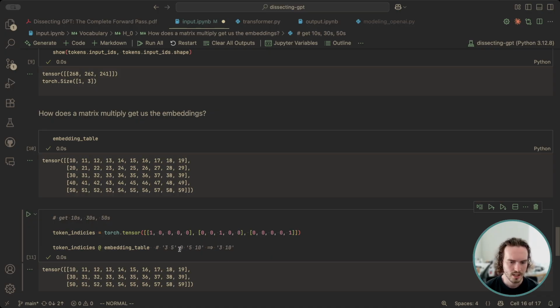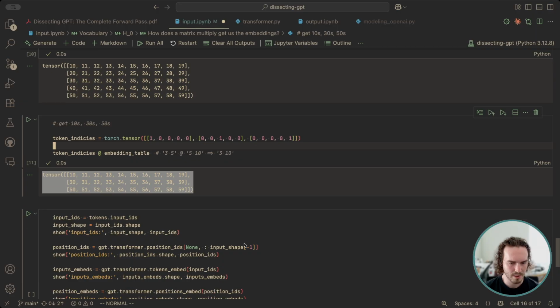And so in a matrix multiply, the shape of our operation matters a lot. We have this 3 by 5 thing, and then we're multiplying it by 5 by 10. Our inner dimensions need to match, and then the result takes on the first shape from the first thing, and the second shape from the second. So we end up with this 3 by 10 result.